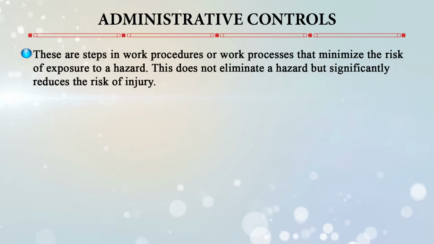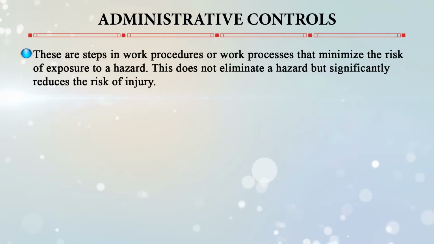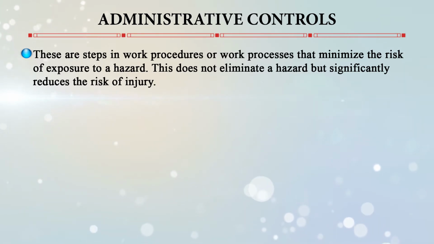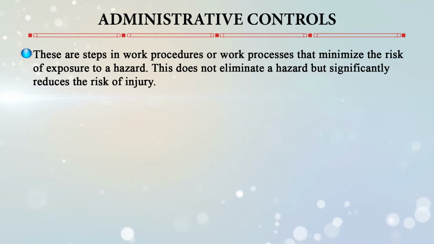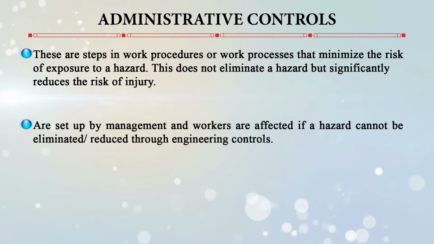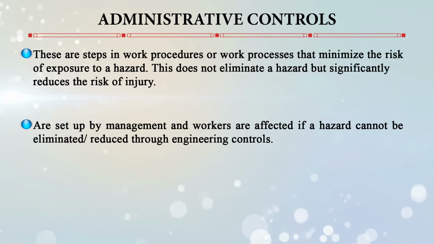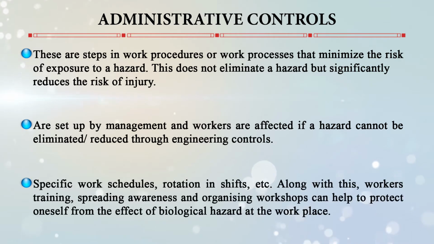Next come the administrative controls. These are steps in the work procedures or work processes that minimize the risk of exposure to a hazard. This does not eliminate a hazard, but it can significantly reduce the risk of injury. They are set up by the management, and workers are affected if the hazard cannot be eliminated or reduced through the engineering controls. Specific work schedules are required, and rotation in shift can be done. Along with this, workers' training, spreading awareness and organizing workshops can help to protect the workers and oneself from the effect of the biological hazard, especially at the workplace.